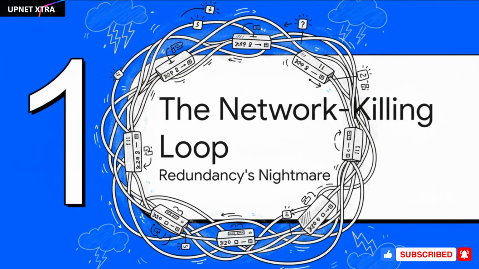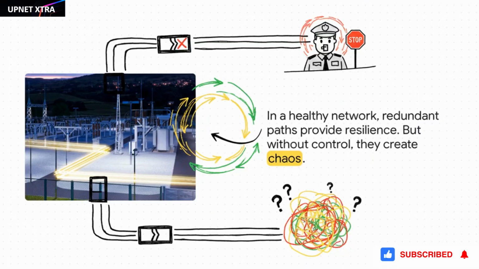So, to get why Spanning Tree Protocol, or STP as we'll call it, even exists, we first need to talk about a true network nightmare. And the scary part is it's caused by something that's supposed to be a really good thing: redundancy. Now, this is where a really smart design can just completely backfire.